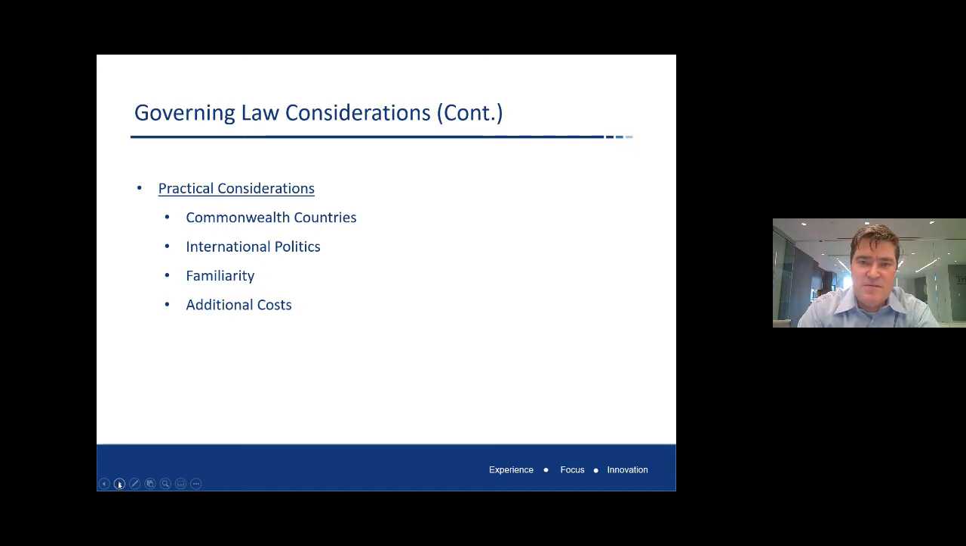And that ties into the final point, which is additional costs. Obviously, if parties are less familiar with the law, then that's going to lead to additional costs as they get comfortable with it.